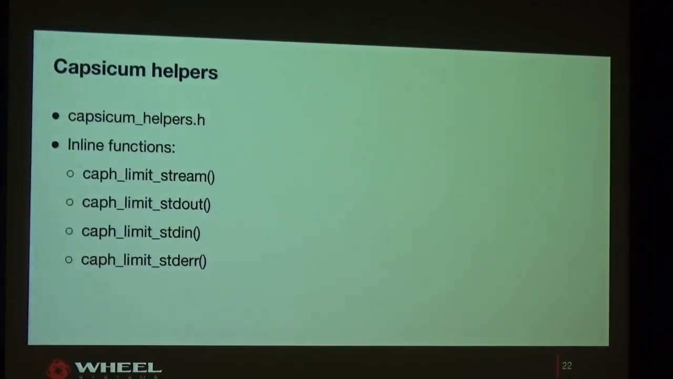So we created something called Capsicum helpers. It's a very small header with a few inline functions. Those functions are used to limit the standard streams. So we have a very generic function called cap_h_limit_stream, which can limit any descriptor with standard flags and standard capabilities. And we have three functions that limit just stdout, stderr, and stdin with standard things that you would like to do with those descriptors.